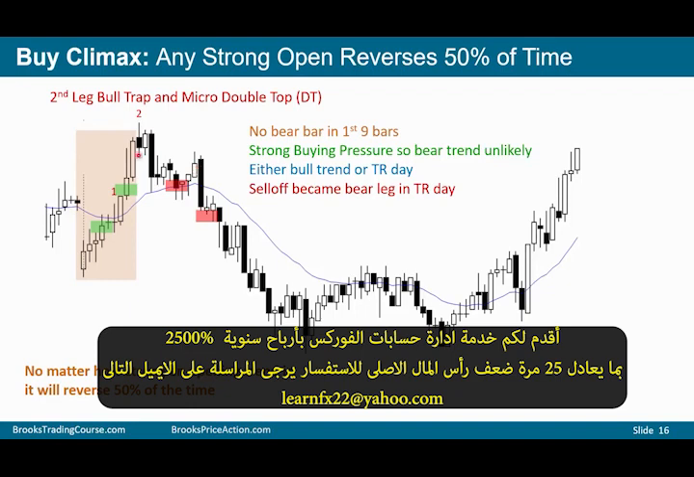Traders can sell possibly below that low because it's already a micro double top. We went up and down and then up, and we're trying to go down again. Or you could wait for a second entry sell, for example, below that bar, or you could wait for a sell below a bear bar closing near its low, like here. The sell-off became a bear leg, and what ended up as a trading range day. We have a bull leg, a bear leg, a bull leg.